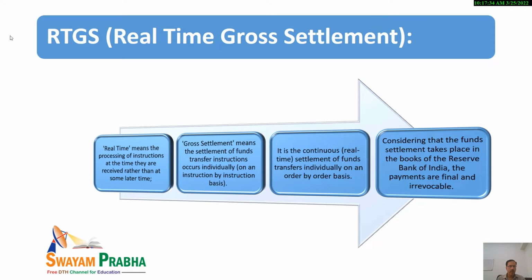So in simple language we may say that RTGS is concerned with continuous settlement of funds transfer individually on an order by order basis. The main feature is that the fund settlement takes place in the books of the RBI. The payments are final and irrevocable, but very quick, instant transfer. Because the funds settlement takes place in the books of the Reserve Bank of India, the regulator of the banking sector in India, the payments are final and irrevocable, so it should be kept in mind.